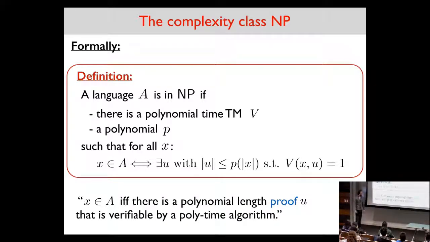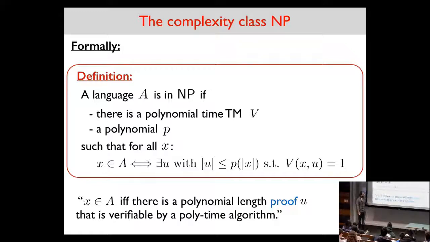So what this means informally, again, is that x is in the language if and only if there is a polynomial length proof u that is verifiable by a polynomial time algorithm. Think about the examples. For SAT, the proof is a satisfying assignment, and the verifier basically takes a satisfying assignment, plugs it into the formula, and checks that, indeed, yes, it satisfies the formula.